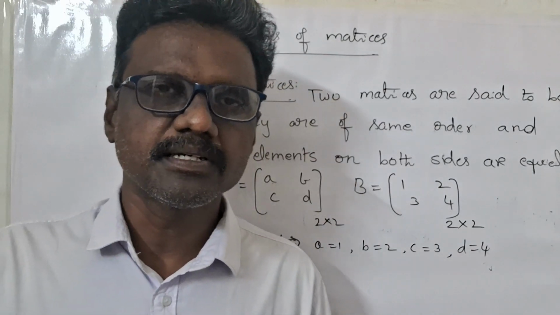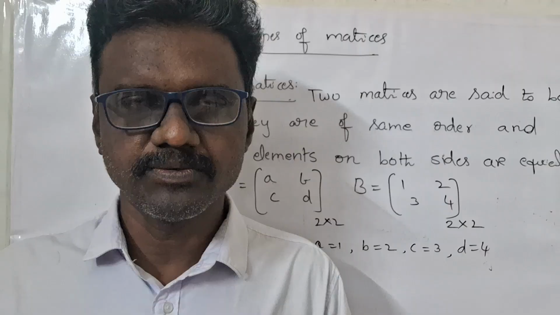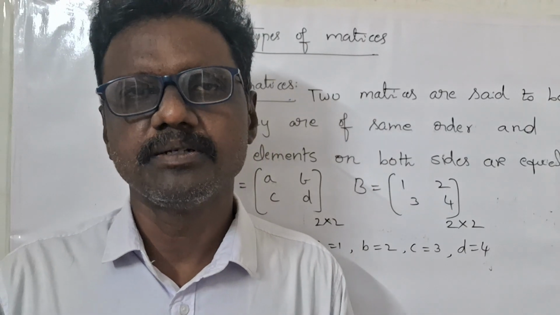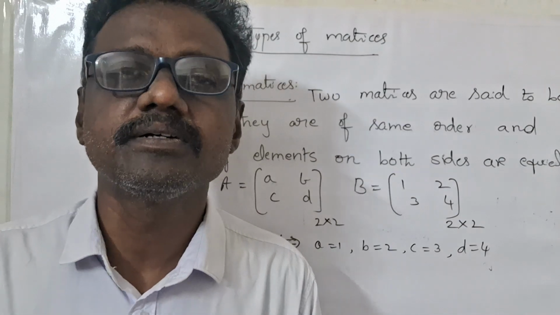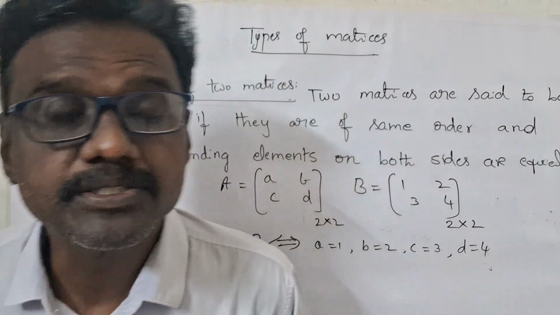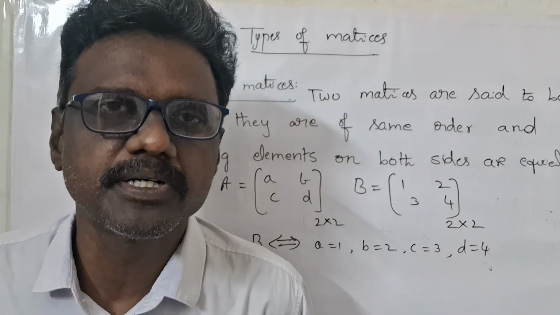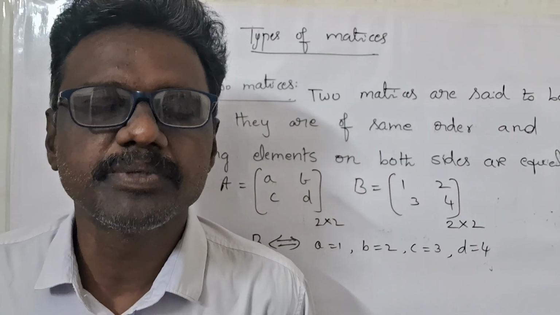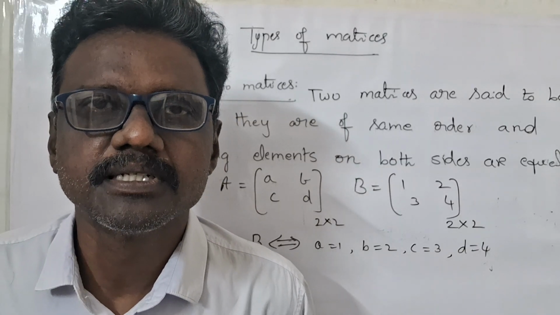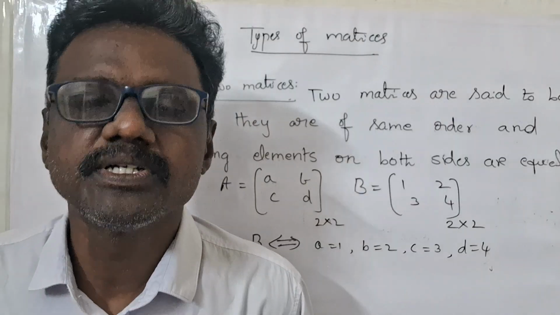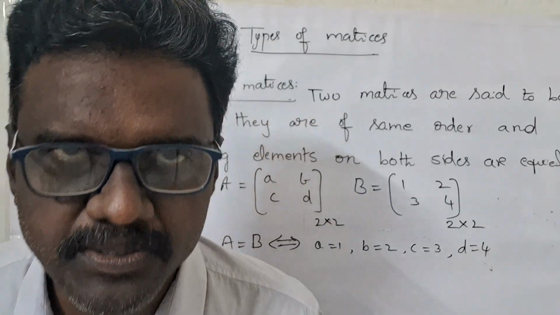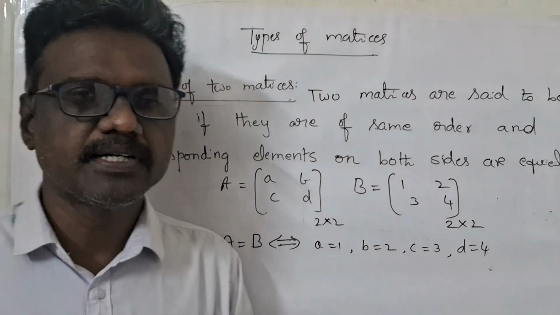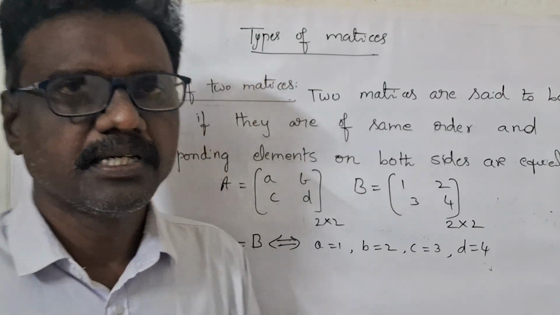If the matrices are equal, corresponding elements are equal. If the corresponding elements are equal, then we say matrices are equal. At the same time, they should be of the same order. Otherwise, we cannot compare the corresponding elements. If the order is different, we won't get some positions. If the order is the same, then we can compare the corresponding position elements. So, that is about equality of two matrices.